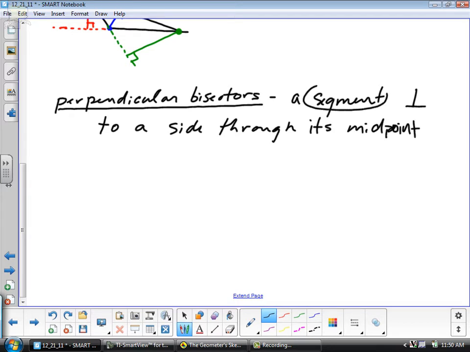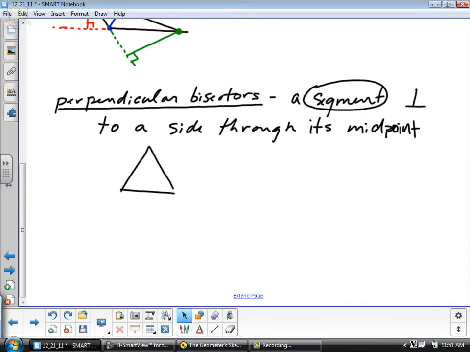I probably should have said a line or something like that, right? Because it does not have to be a segment. Now, look, it says a line, ray, or segment. It could be any of those. So if I have a triangle and we want to talk about a perpendicular bisector, we need to find a midpoint, and then we need to draw a line perpendicular to that side through its midpoint.